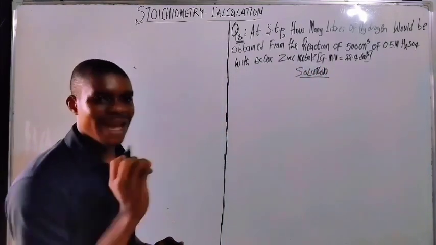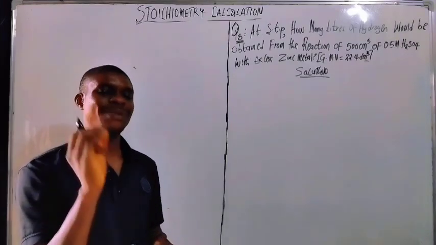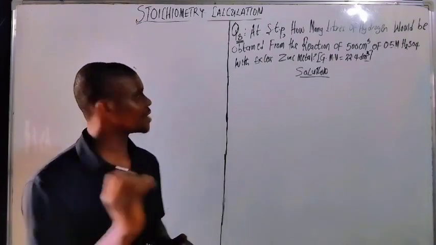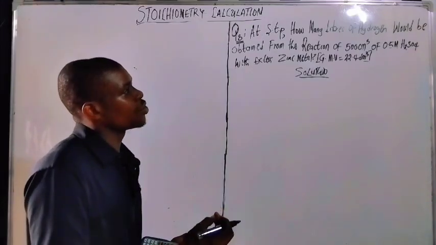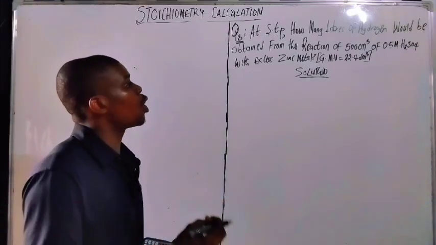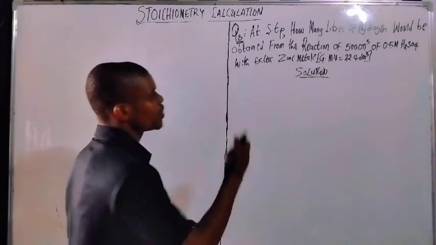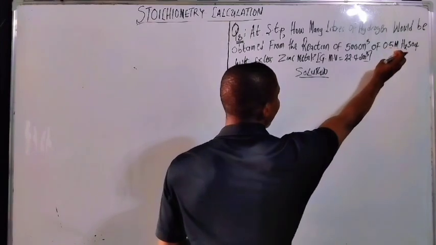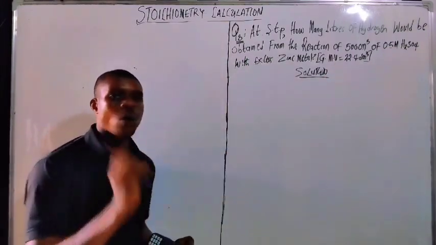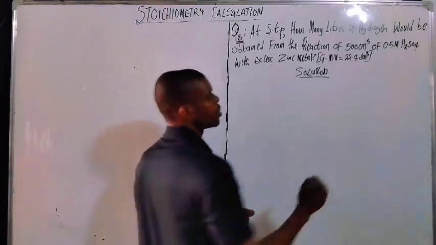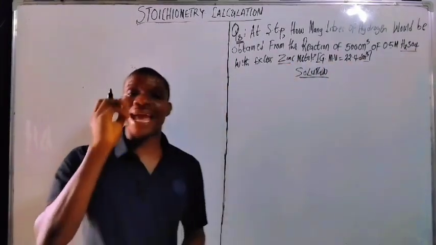Whenever a question is given to you, first of all, understand the mind of the examiner. Understand what the examiner wants you to get. At STP, how many liters of hydrogen gas will be obtained from a reaction of 500 cm3 of 0.5 M H2SO4 with excess zinc? So what are the reactants? The reactants are H2SO4 and zinc.